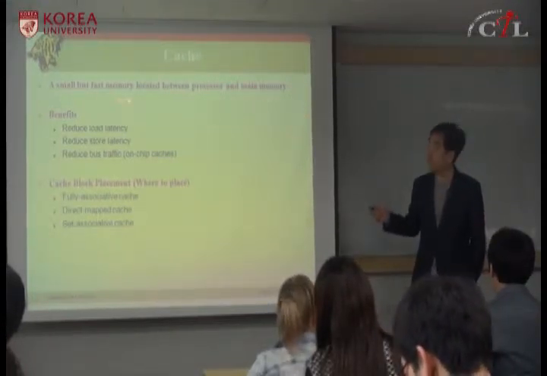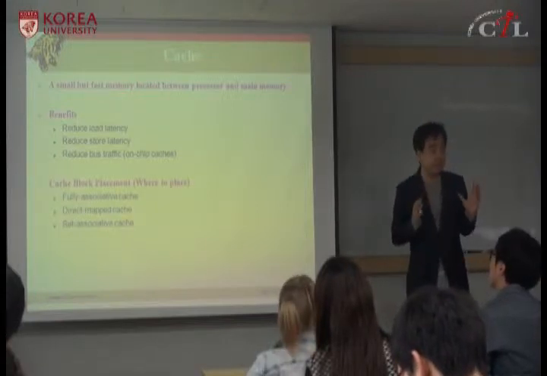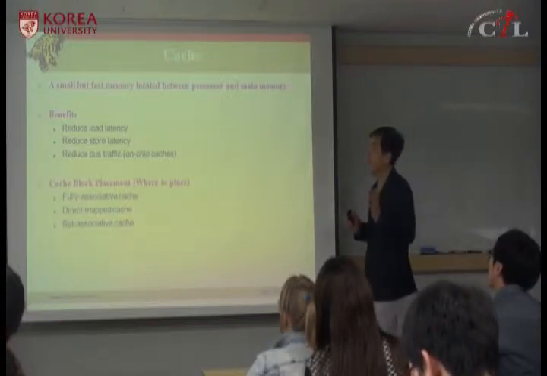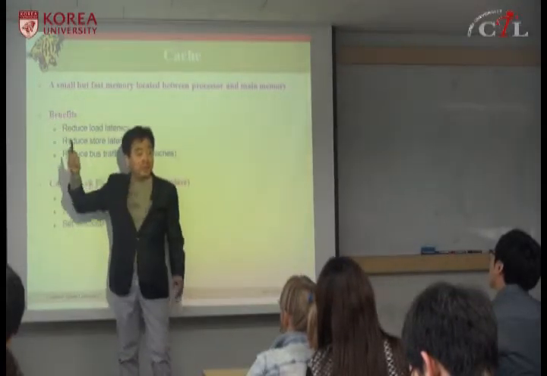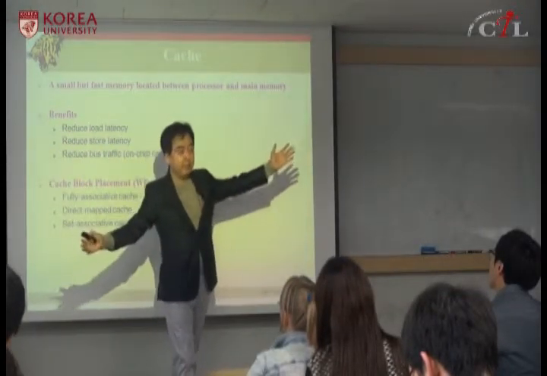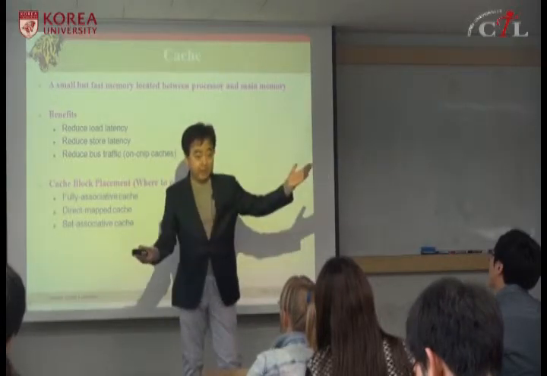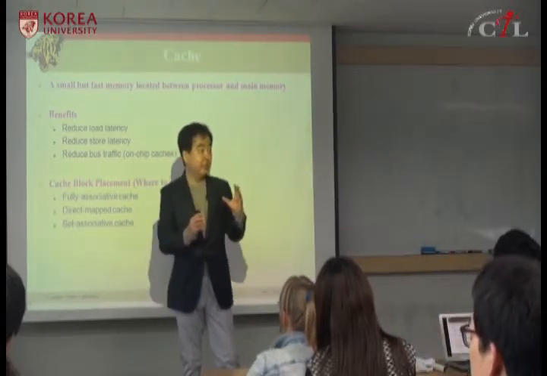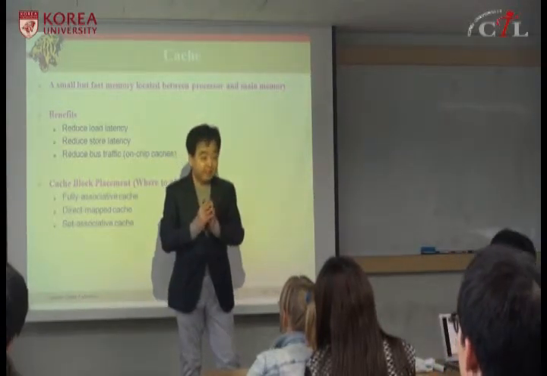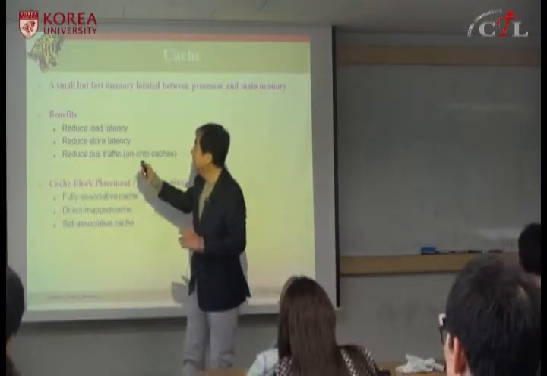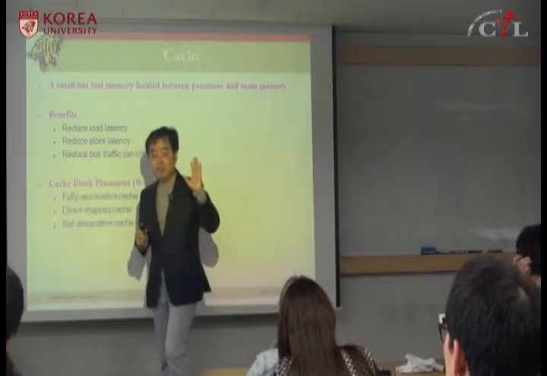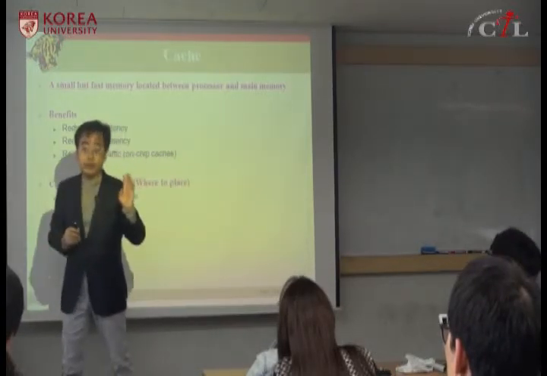So cache is fast because of three reasons. Cache is fast because it's small. Small means it's fast, because large memory means you need more decoding, more wire delay. Cache is usually small because it's expensive. So the first reason is it's fast because it's small.